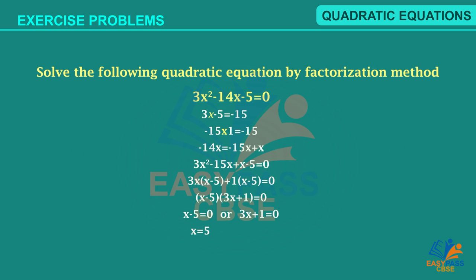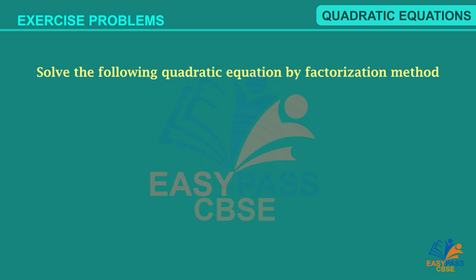When x minus 5 equal to 0, x is equal to 5. And 3x plus 1 equal to 0, so 3x is equal to minus 1, x is equal to minus 1 over 3. Therefore, the roots are x equal to 5 and x equal to minus 1 by 3. Next question.